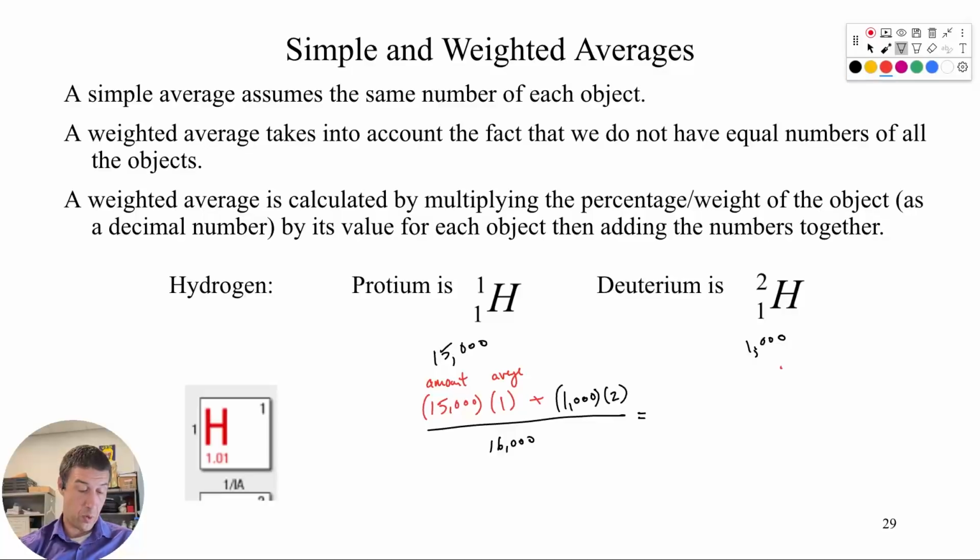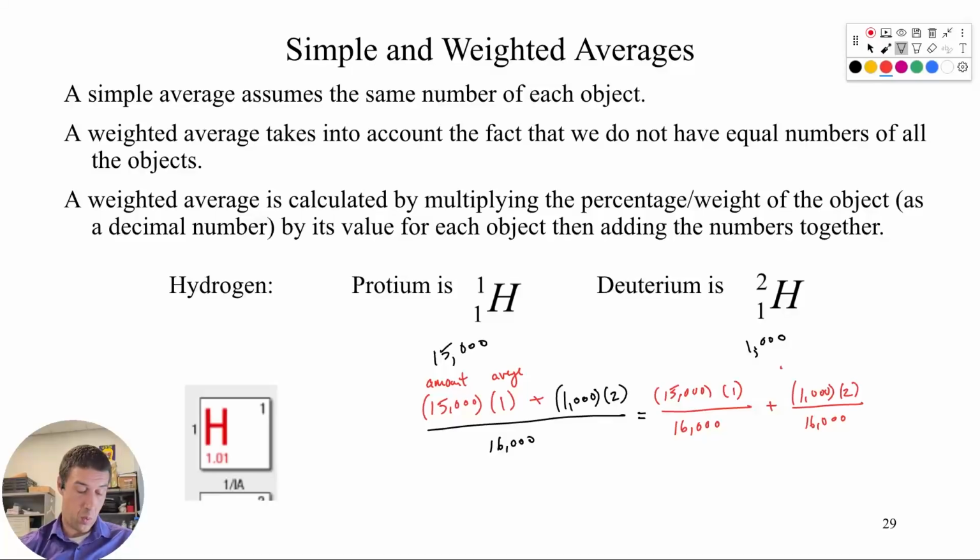We're going to separate these two. So we're going to say 15,000 times 1 divided by 16,000 plus 1,000 times 2 divided by 16,000. Those are equal. What does that do for me? I don't get it. Why is that helpful?